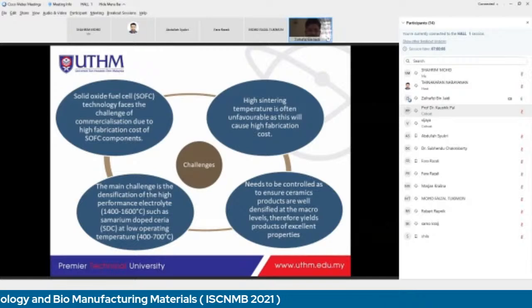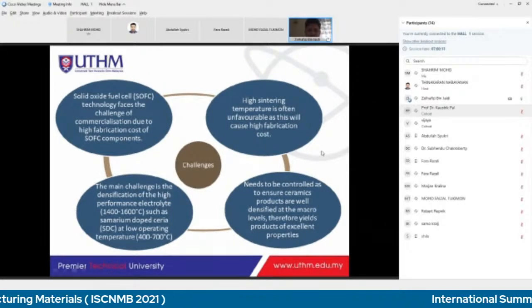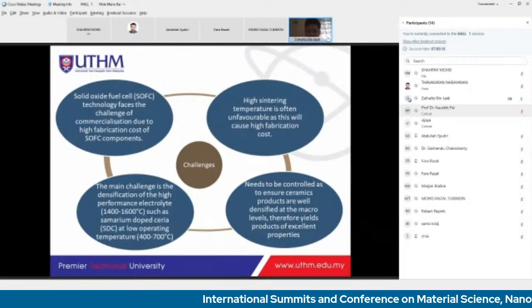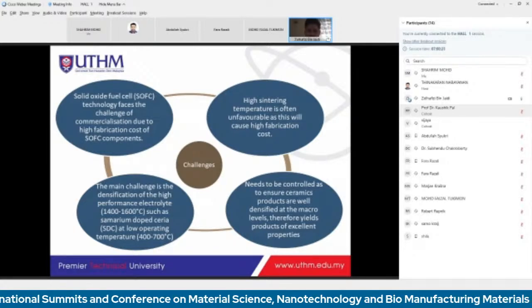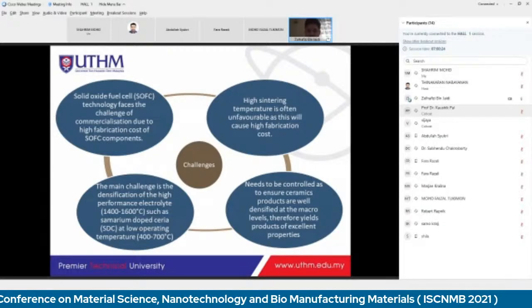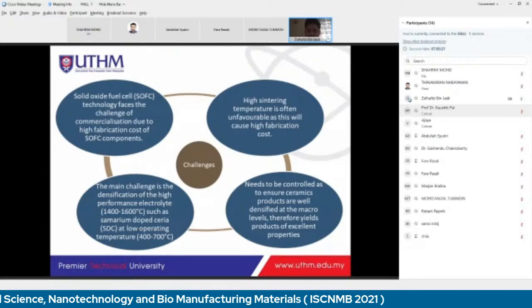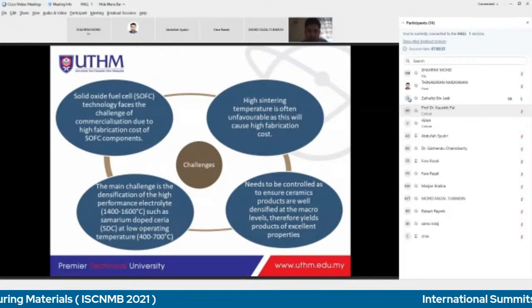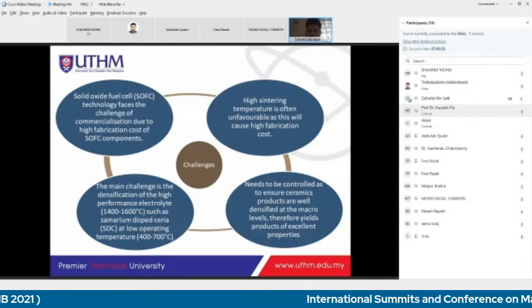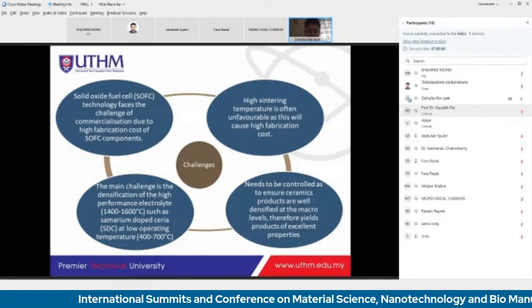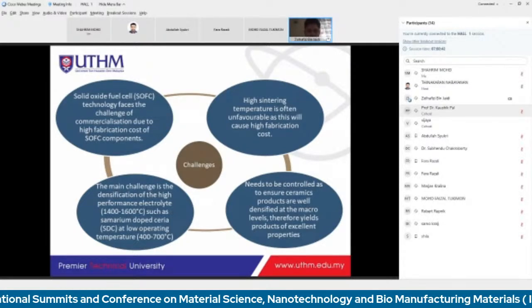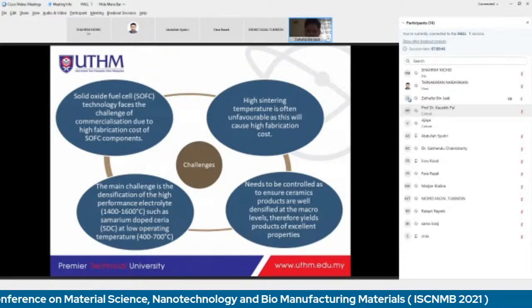Solid oxide fuel cell technology faces the challenge of commercialization due to the high fabrication cost of SOFC components. High sintering temperature is often unfavorable, as this causes high fabrication costs. It needs to be controlled to ensure ceramic products are well densified at the micro level, therefore yielding products of excellent properties. The main challenge is the densification of the high performance electrolyte, such as samarium doped cerium, at 1,400 to 1,600 degrees Celsius, for low operating temperature of 400 to 700 degrees Celsius.